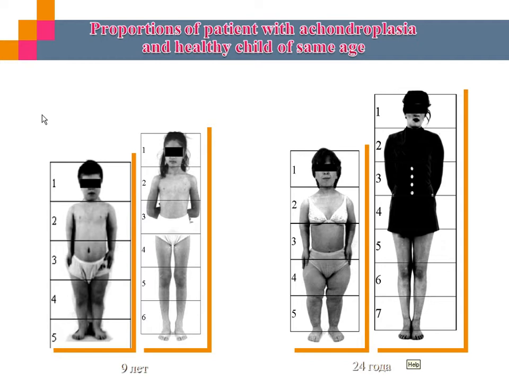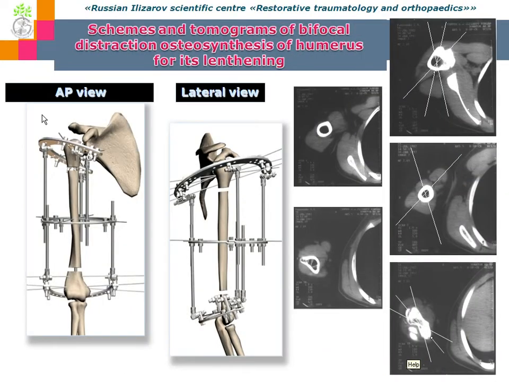Expressed disproportions between body length and upper limbs are not only a cosmetic disadvantage, but they also decrease the functional abilities of the patient. At work, in self-service, and in driving, they cause compensatory motions at the shoulder girdle and trunk, which lead to secondary spine deformities.